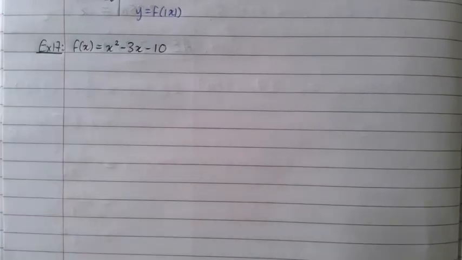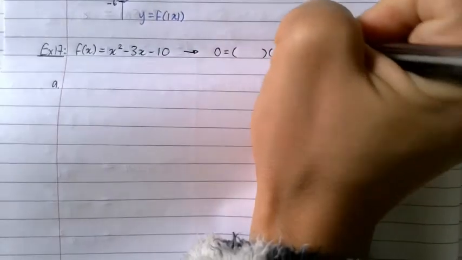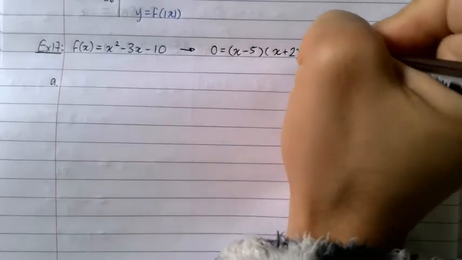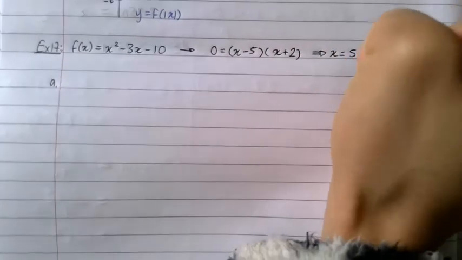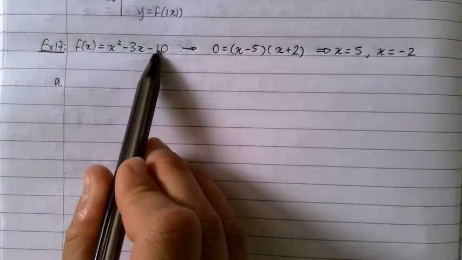So I'm first just going to think about part A, where I need to sketch y equals f of x. I need to know my intersection points, don't I? So I'm just going to factorise this expression so I can find my intersection points with the axes. This factorises to x minus 5, x plus 2, which gives us intersection points of 5 and -2. And then my y-intercept is going to be -10 here.